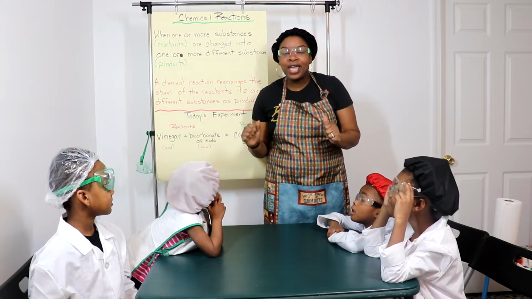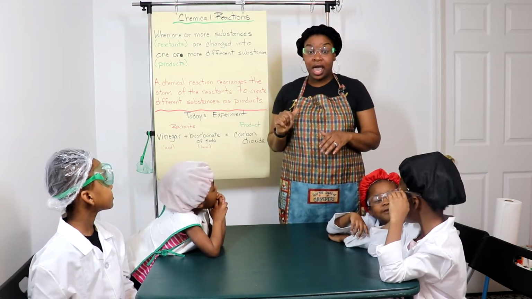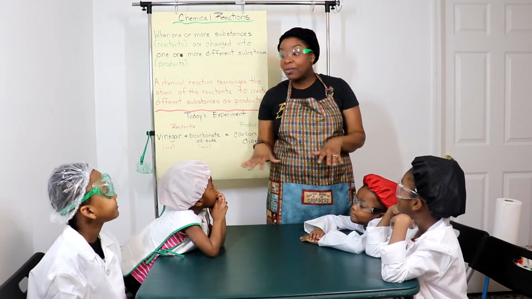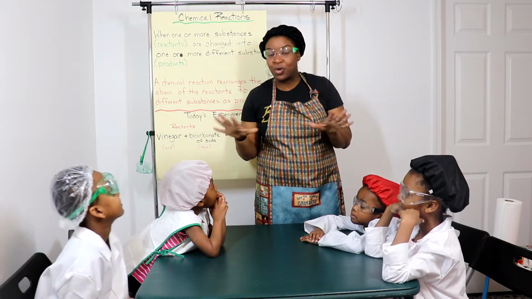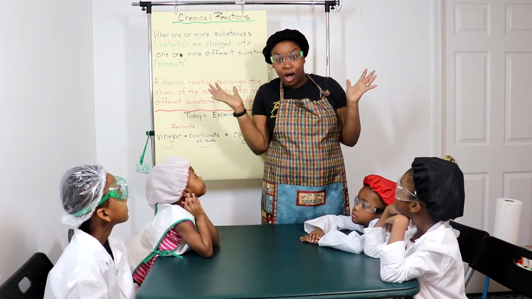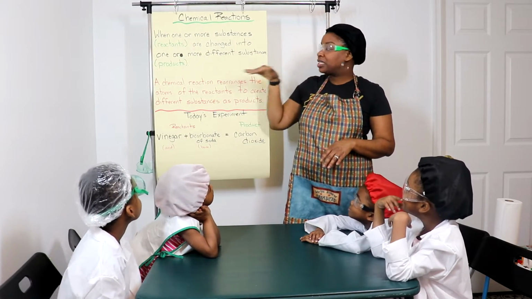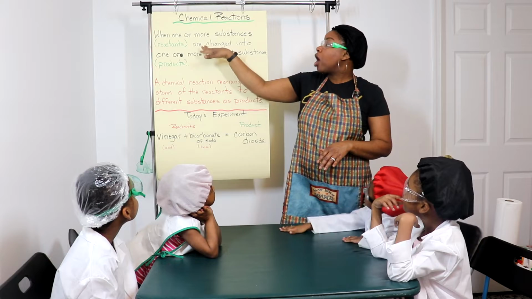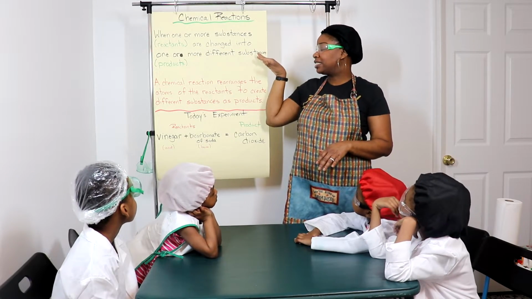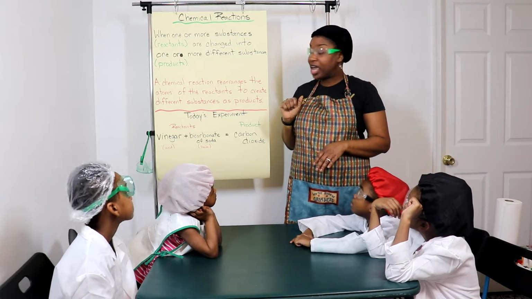So today we're going to be working on chemical reactions. Now, I'm going to explain to you what a chemical reaction is, and I'm going to explain to them what a chemical reaction is, so we won't have a big explosion in the lab like we had a few hours ago. Okay, when one or more substances, which are the reactants, are changed into one or more different substances, which are the products, that is when you have a chemical reaction.